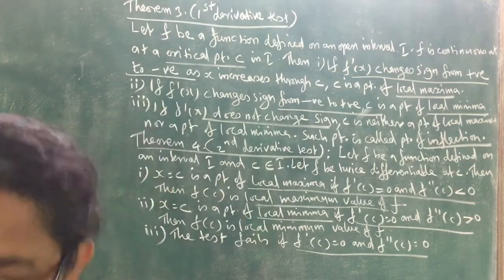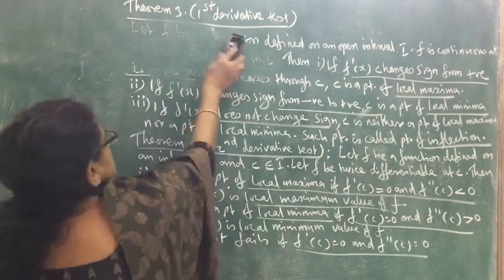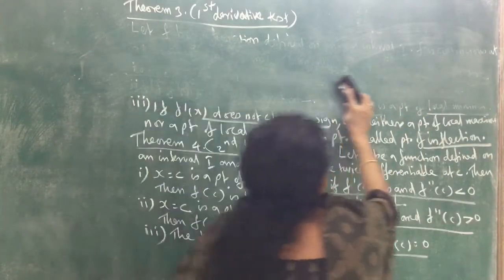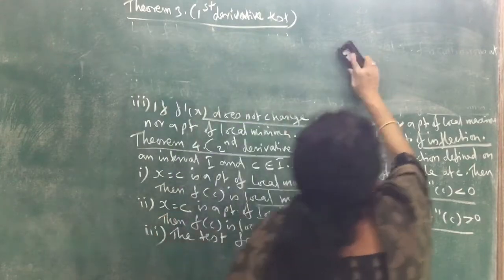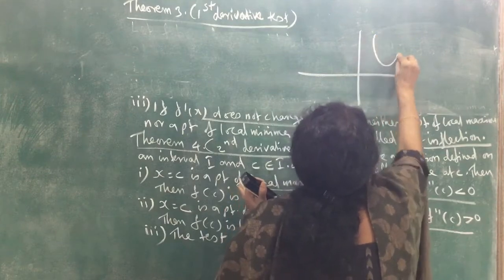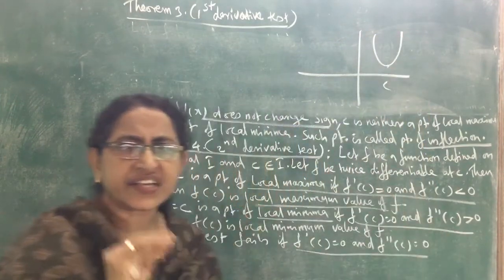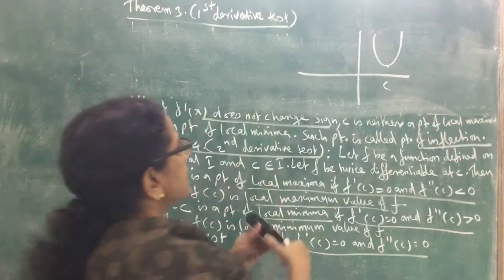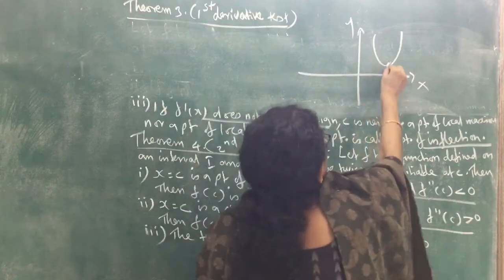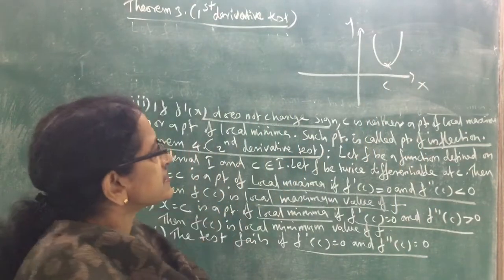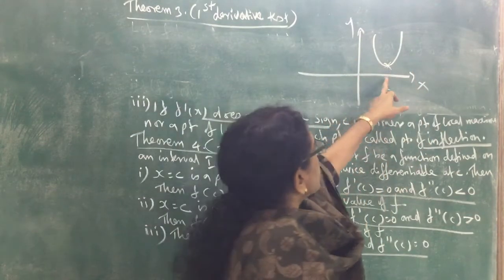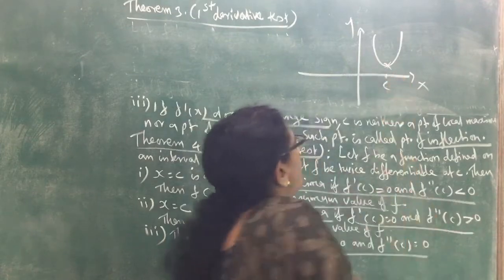So using the diagram, I will explain to you. It is very easy to understand using the diagram. See, this is the x-axis, this is the y-axis. Suppose this is the point c. When x increases through c, that means as we go to the right, the value of x increases. Suppose this is the point x equal to c.